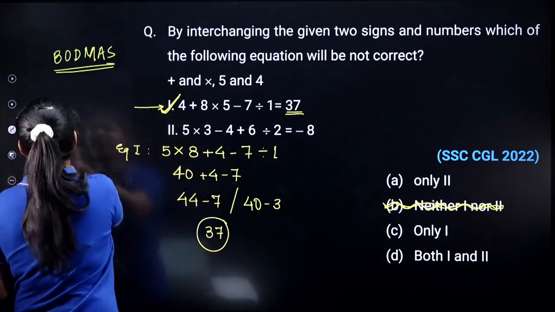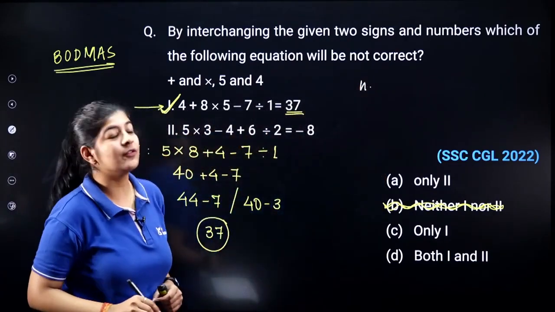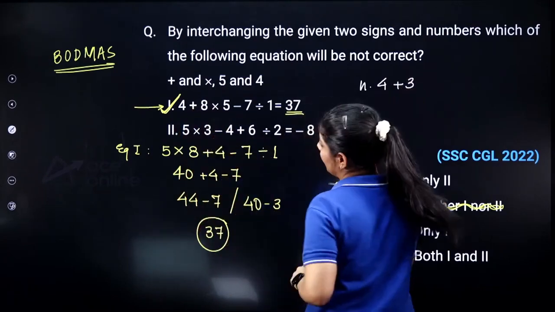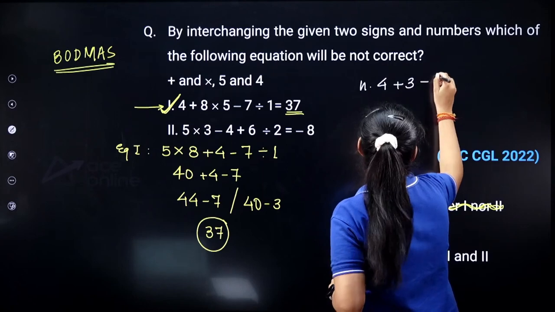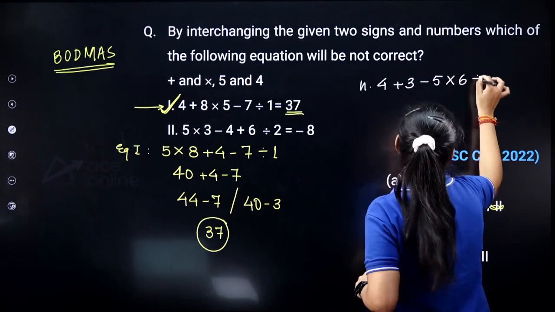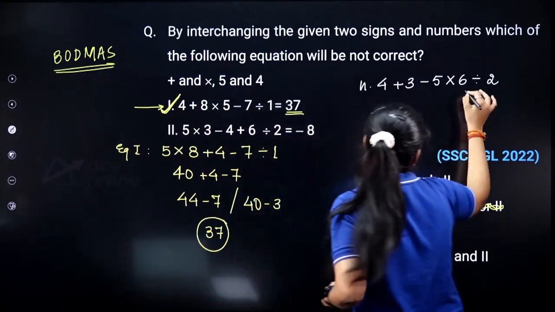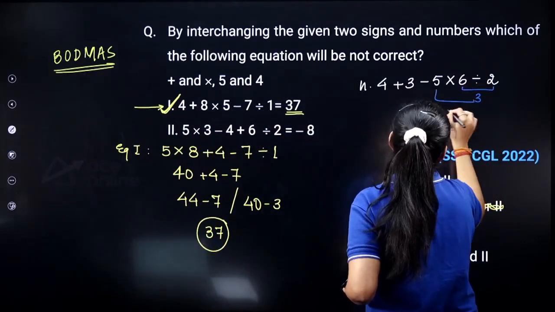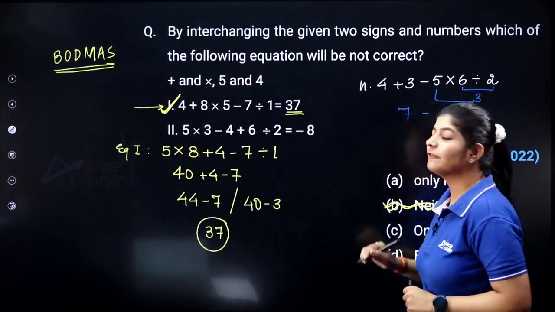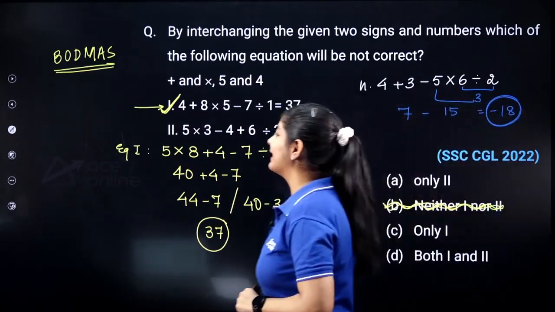Right? Now let's check equation number 2. Equation number 2 says 15 into 3, that means 4 plus 3, and after that we have subtraction 5. After that, plus is changed into this one, 6, and divided by 2. So in this one, this will give me 3 and this will give me 15, and here I am having 7. 7 minus 15, I am getting minus 18 over here.